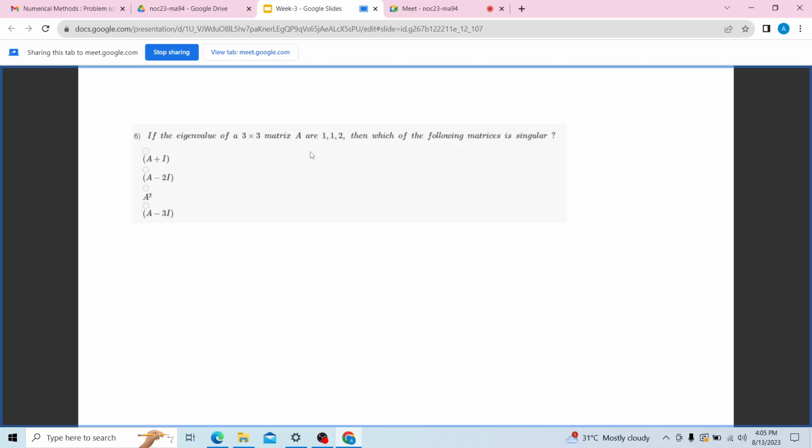So with these eigenvalues, you have to form one matrix A and find out which of these is singular. First, A plus I, is it singular? Or A minus 2I, is it singular? Or A square or A minus 3I? Which one of these is singular? Singular means its determinant will be 0. So find out.